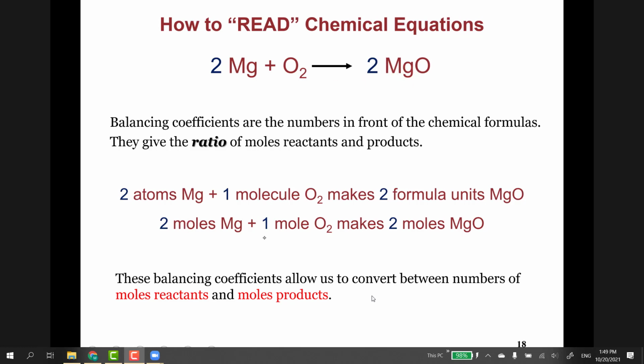But it's not grams to grams to grams. It's a moles to moles to moles ratio, which means it's going to allow us to only interconvert between the number of moles of each species in the reaction, between the number of moles of reactants and moles of products, or moles of reactants to each other.